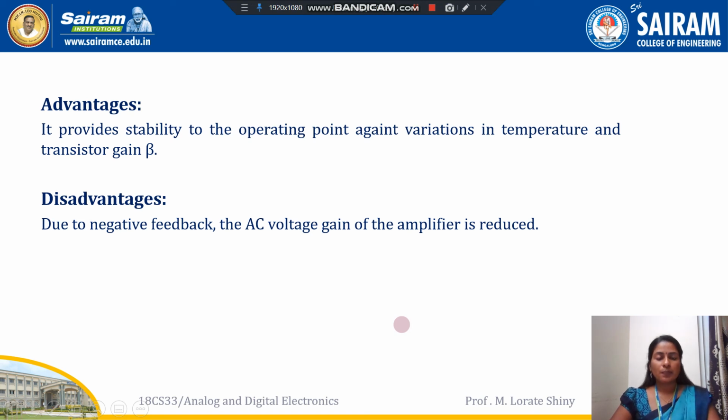Next advantages, as I said earlier, this circuit provides stability to the operating point against variations in temperature and the transistor gain beta. But there is a disadvantage because we know that this is a feedback circuit. Due to negative feedback, the AC voltage gain of the amplifier is reduced. This is one of the disadvantages we will face in collector to base biasing circuit.